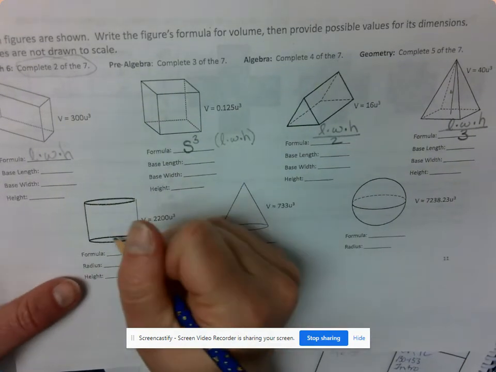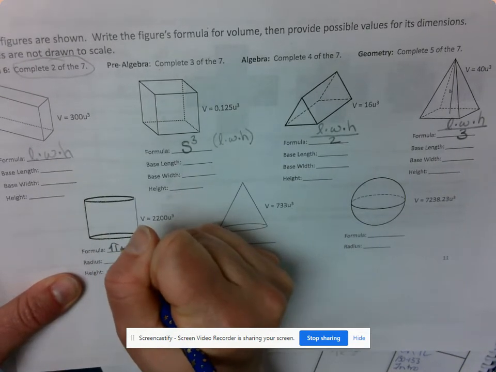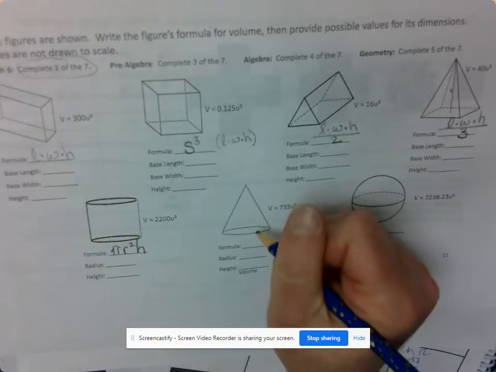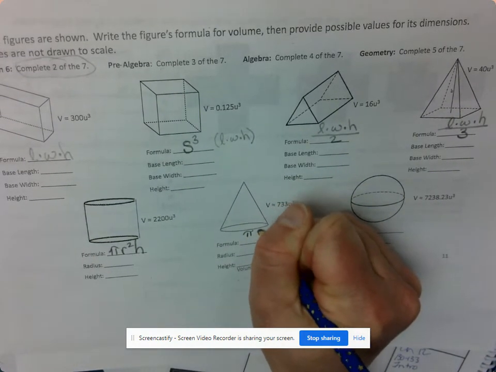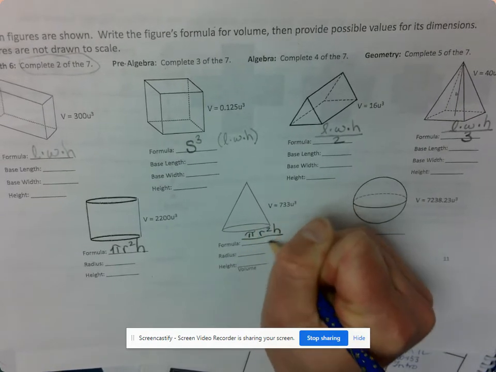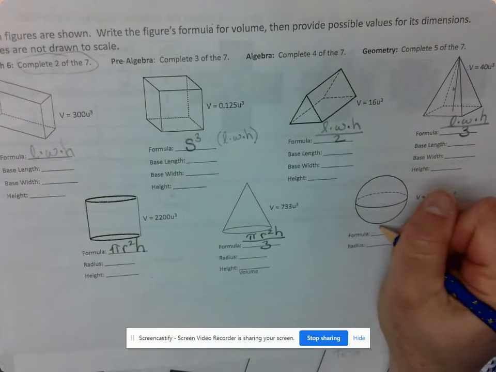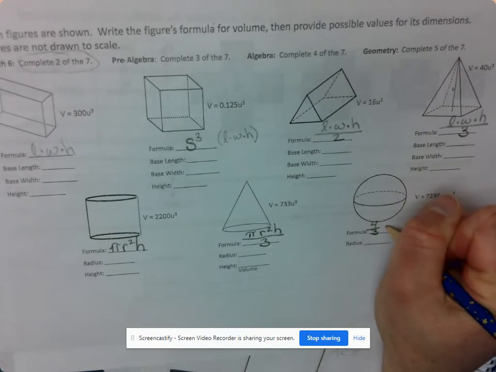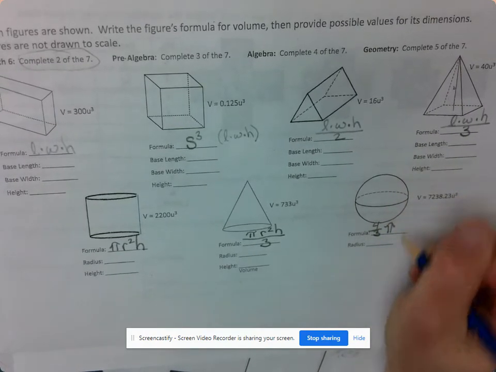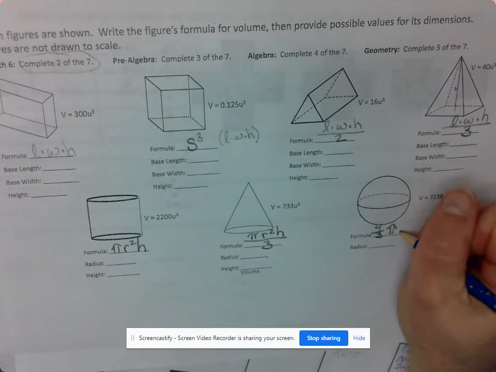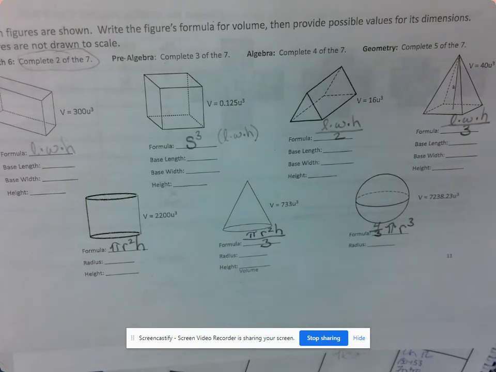Our cylinder, we have our area of our circle, pi r squared times the height. Our cone is pi r squared times the height divided by 3 because we're taking it out of that cylinder. And our sphere is 4/3 pi. Let me see if I can remember it. 4/3 times pi r cubed. So find 2 of them. Challenge yourself to find more.